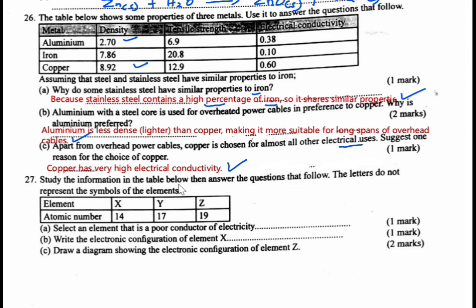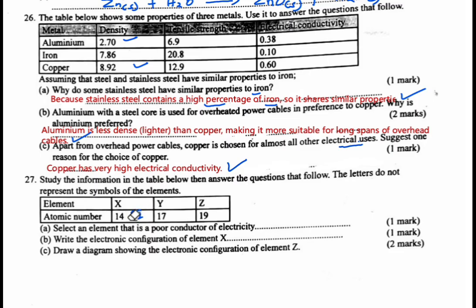Study the information in the table below, then answer the question that follows. The letters do not represent the symbols of the elements. So you have element X, Y, Z, with atomic numbers 14, 17, and 19. Select an element that is a poor conductor of electricity. So which one is the poor conductor of electricity? This is the atomic number, which means that it has 14 protons. So we know that this is silicon. I'm going to say Si.